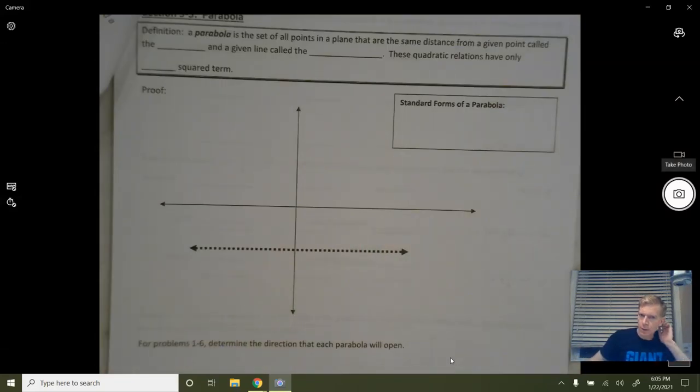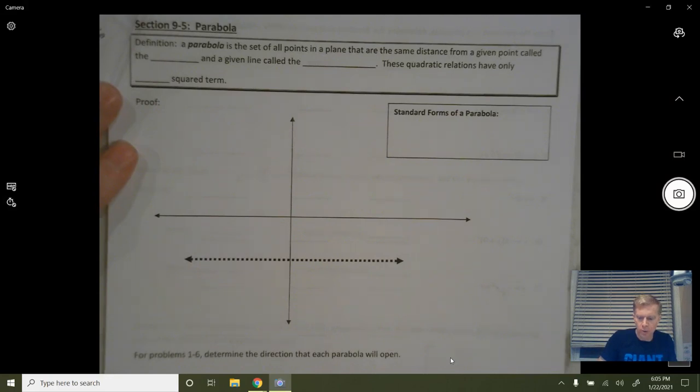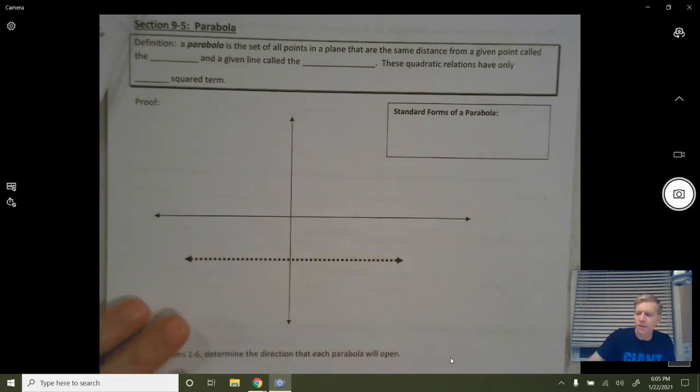All right, good morning. So this is the lesson for today, Tuesday. We're jumping around a little bit. We're going to go to Parabolas, which is page 260. We're going to go 260 to 263 in your packet. So take that out. Remember our definition of a circle.